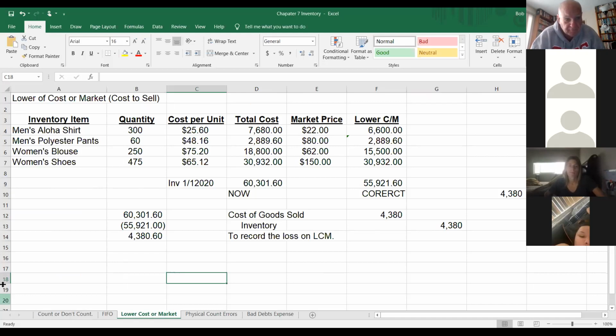So here we go. We have 300 shirts. We paid 25, the market's 22. We have to readjust. Here, we bought them for 48, we're selling them for 80. We don't have to do anything. Here, 75, market went down. So we really have just two adjustments, and there is our debit to cost of goods sold, credit to inventory. Lower of cost or market, net realizable value.